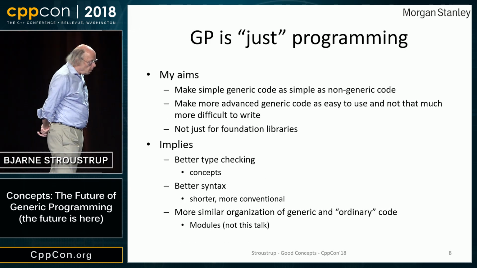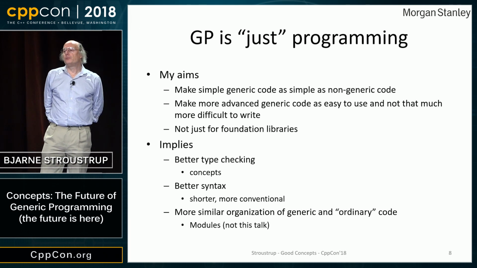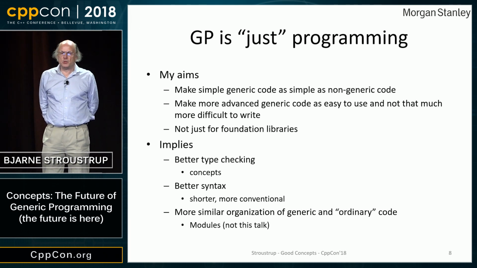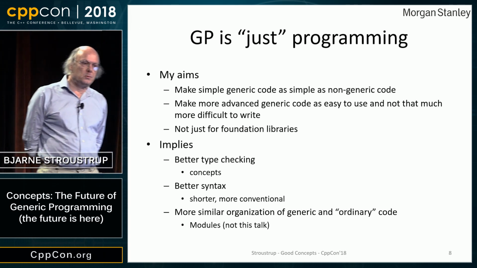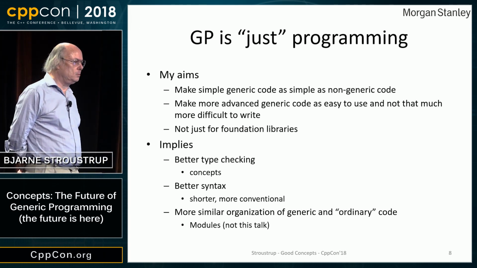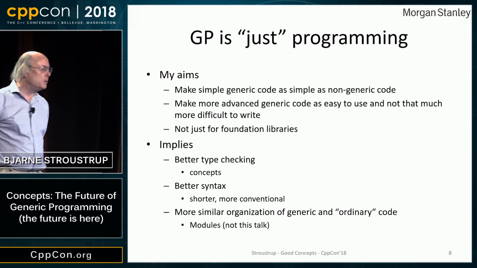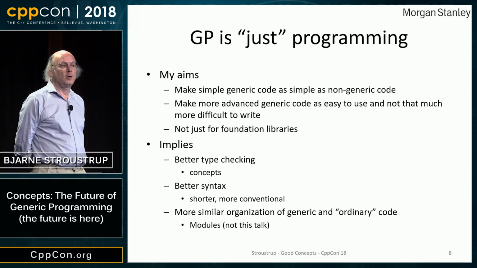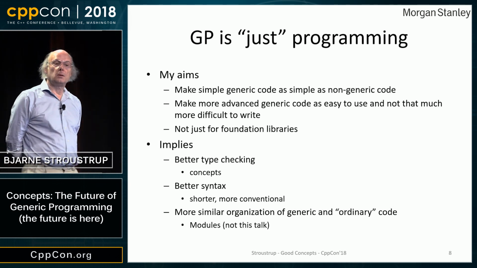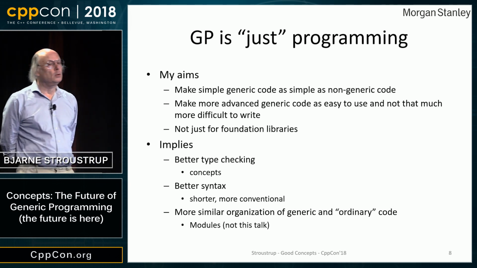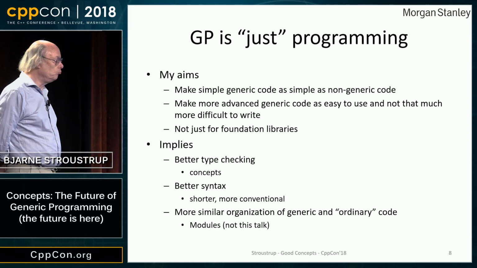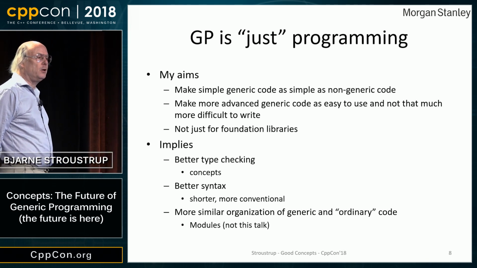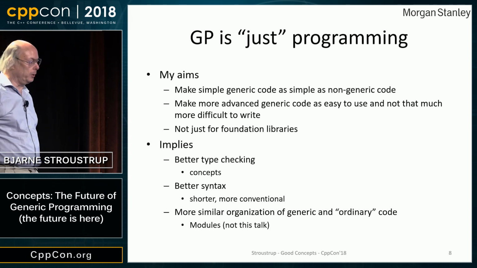So my main thesis here is that generic programming is just programming. And my aim is to make this more true than it is now. This implies that we need to improve some of our type checking to make type checking for generic code much more like checking for ordinary code. Eventually the generic code will be ordinary code.